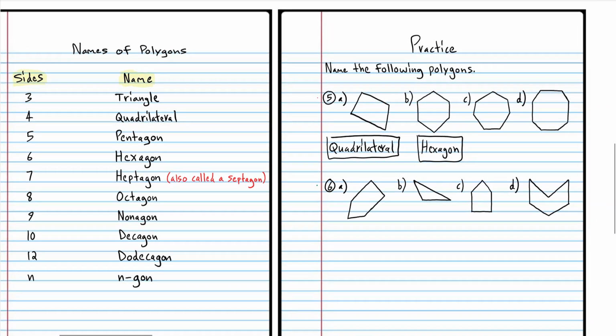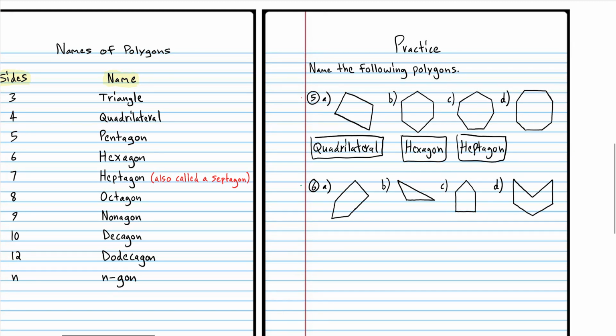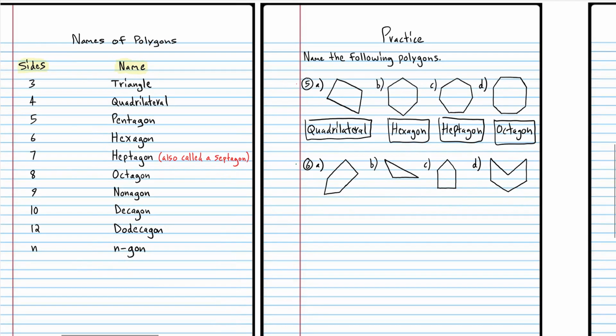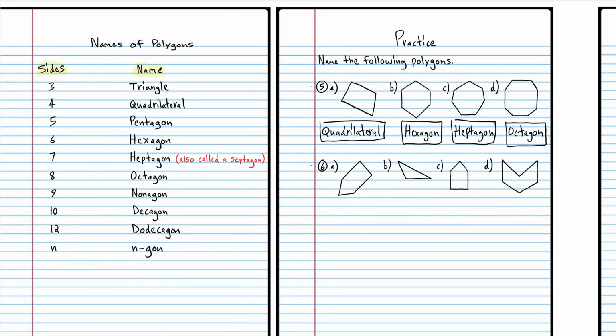And the next polygon has 1, 2, 3, 4, 5, 6, 7 sides, so we'll call that a heptagon. And the next polygon has 1, 2, 3, 4, 5, 6, 7, 8 sides, so we'll call that an octagon. So we're just getting used to some of the names for polygons. So try number 6, and when you come back, we'll do it together.